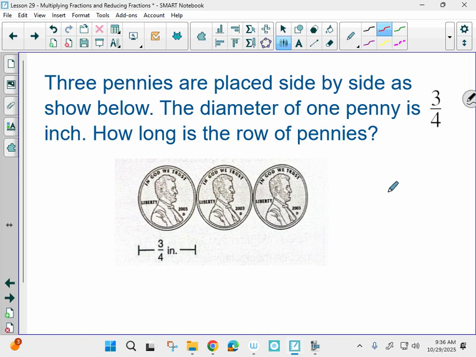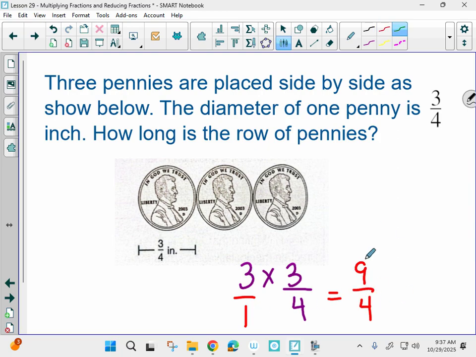3 pennies are placed side by side as shown below. The diameter of 1 penny is 3/4 inch. How long is the row of pennies? You could add 3/4, 3/4, 3/4, but they're trying to get you to multiply. There are 3 of these, so I can do 3 times 3/4. And then 3 is a whole number, so I'm going to put it over 1, and I'm going to multiply straight across. 3 times 3 is 9, and 1 times 4 is 4.